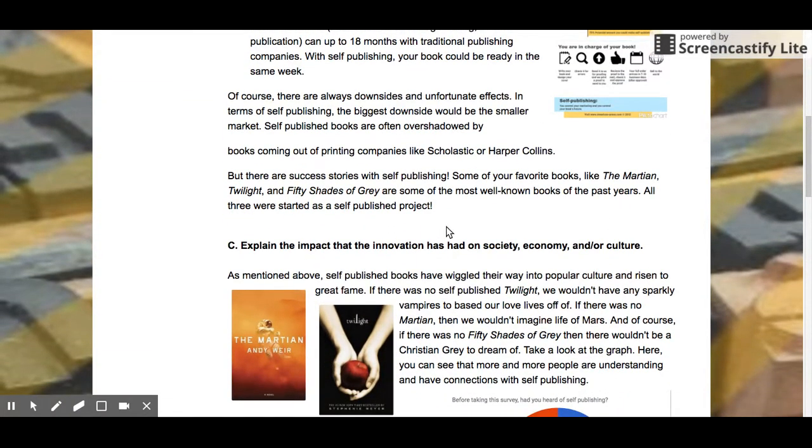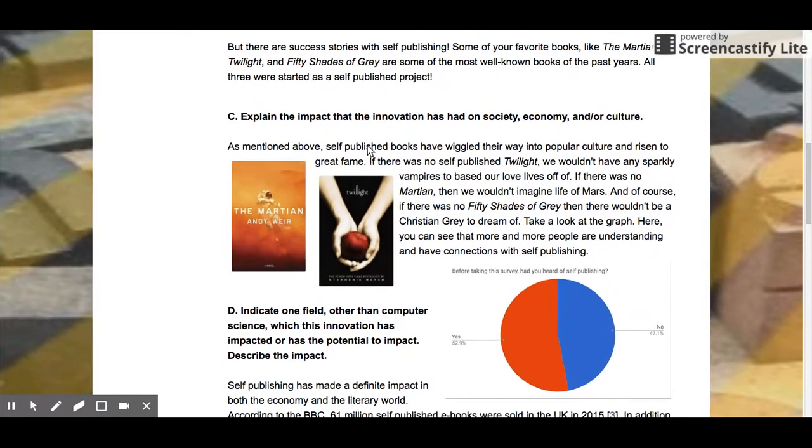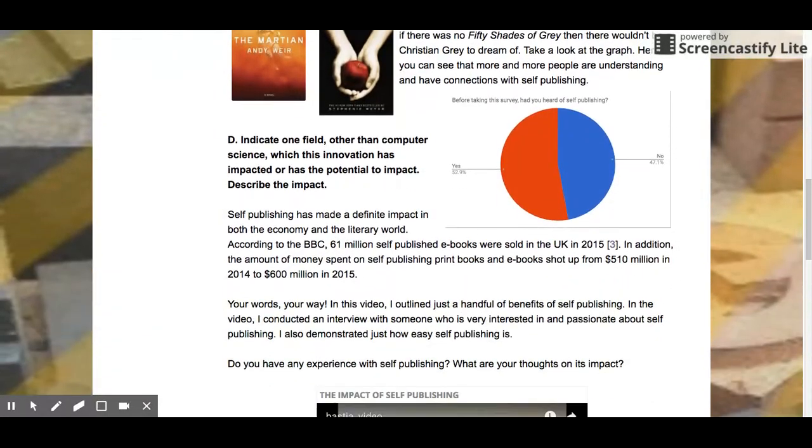Again, unfortunate effects. One of the biggest unfortunate effects of self-publishing is the exposure. So your book doesn't necessarily get the same exposure as it would if it were published through Scholastic, HarperCollins, Penguin, anything like that. But of course, there are success stories, so recognize these 2 right here. The Martian, Twilight, 50 Shades of Grey, just to name a few books that started off as self-publishing projects and rose to become huge cultural icons in our culture today. They have definitely woven their way into popular culture.